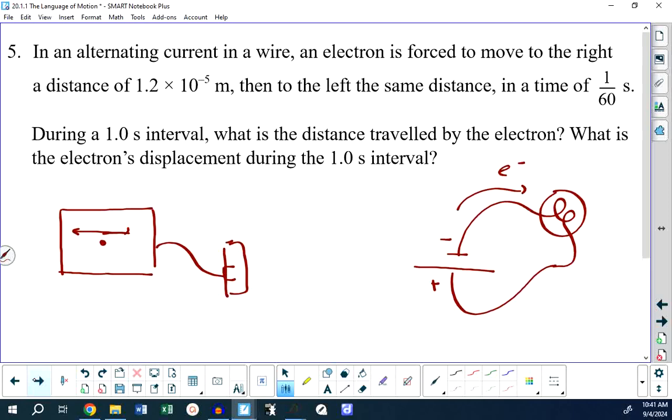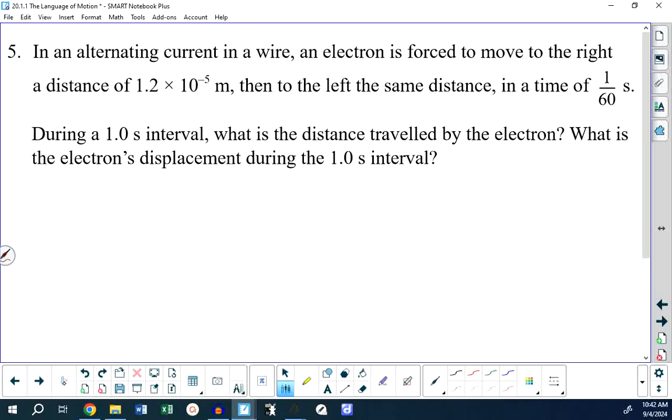So it turns out that an electron will go back and forth a full oscillation in 1/60th of a second, which is a very tiny period of time. So these electrons are really dancing back and forth quite quickly. So, in a 1-second interval, how far does an electron travel?